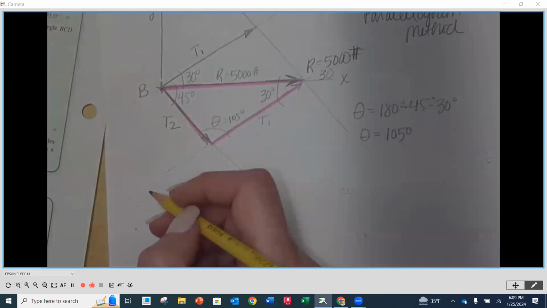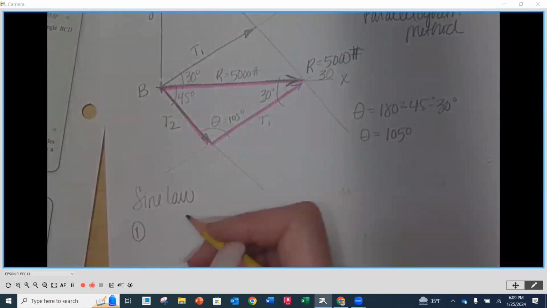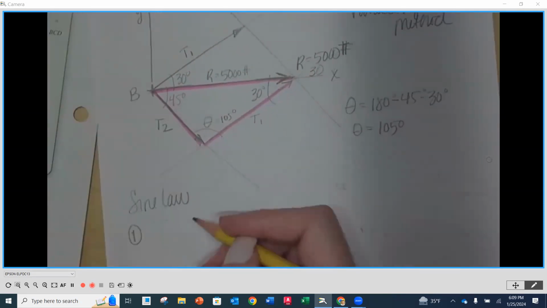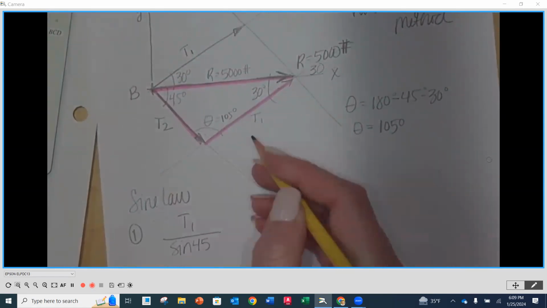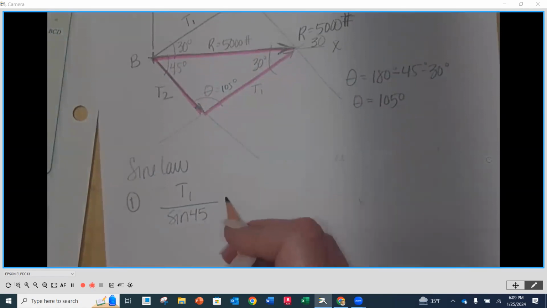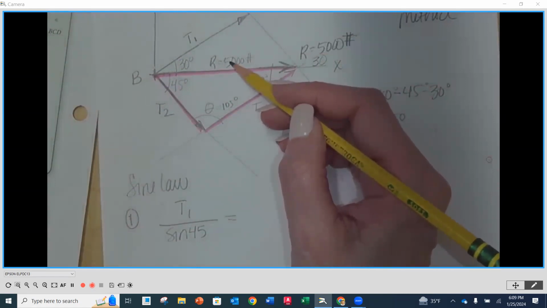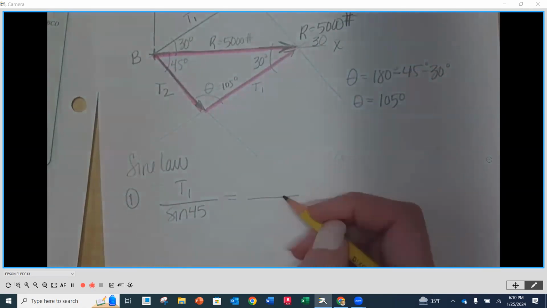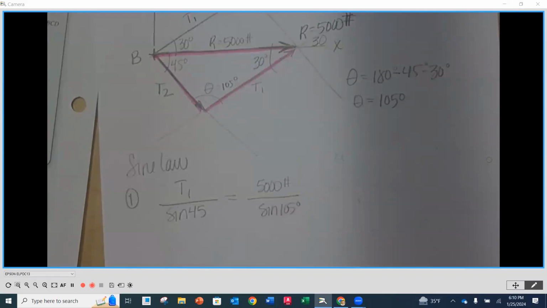So let's apply the sine law. Do we want to do T1 or T2 first? Any preferences? T1, sure, just because it's first, right? So we need to solve for T1. We're going to put T1 on the top. That's a length. And opposite T1 would be sine of 45. So T1 is here. The opposite angle is 45. So we're going to put it over the sine of 45, equal to the 5,000 pounds. That's the magnitude of our side. And it's going to be over the sine of 105.